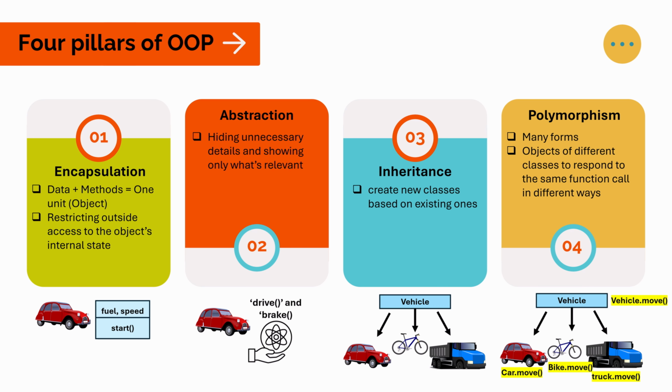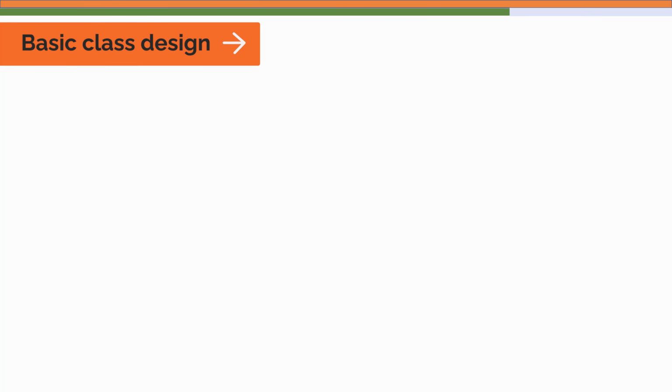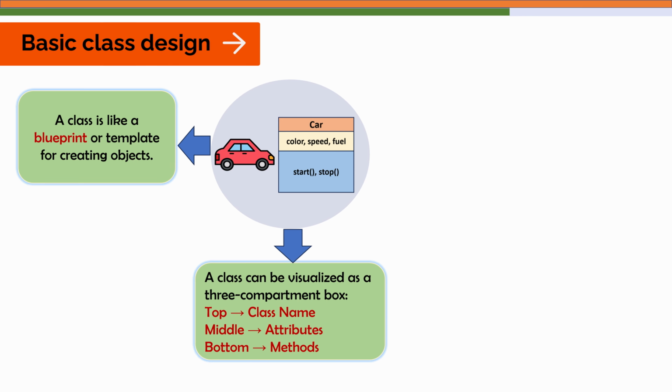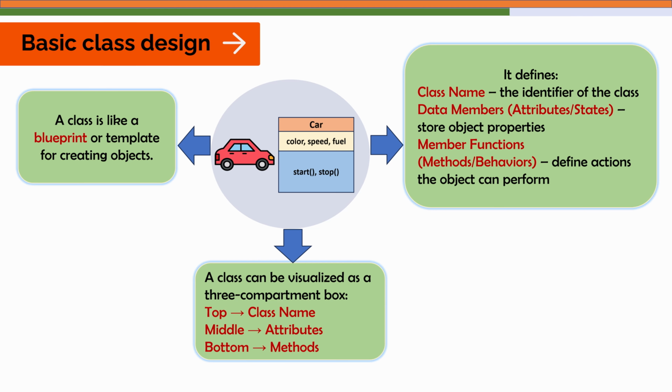Now that we understand what objects are and we have also seen the 4 pillars and 4 principles, let's look at how we design them in code. In object-oriented programming, a class is a blueprint that defines the structure and behavior of its objects, and you can think of the class as a 3-compartment box. In the top section you enclose the class name. For example, in this example, car is the class name.